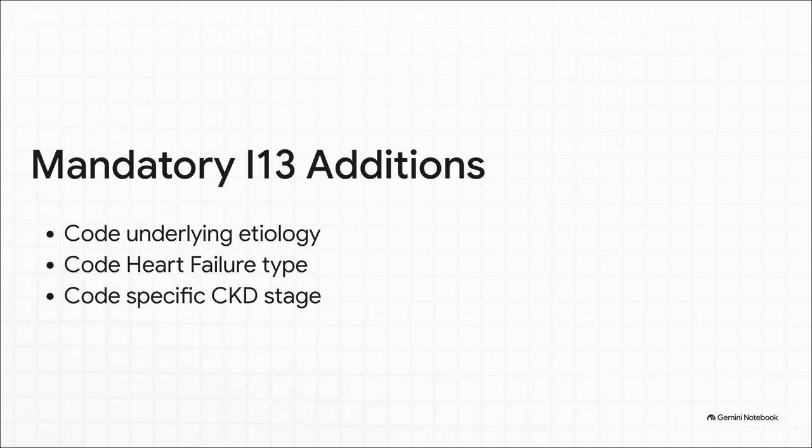Just like we saw with the two-way codes, your I-13 combination code acts as the anchor, but it's never the whole story. You absolutely must add mandatory secondary codes here too. If your I-13 code indicates heart failure is present, you must assign an additional code from the I-50 category to identify the specific type of heart failure. And you must always assign an N18 code to identify the precise stage of the chronic kidney disease. Without these secondary codes, your claim is just lacking the specificity the guidelines demand.